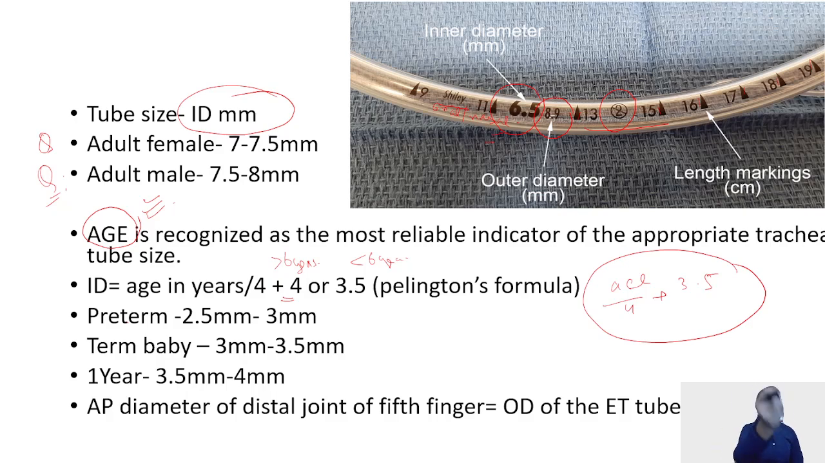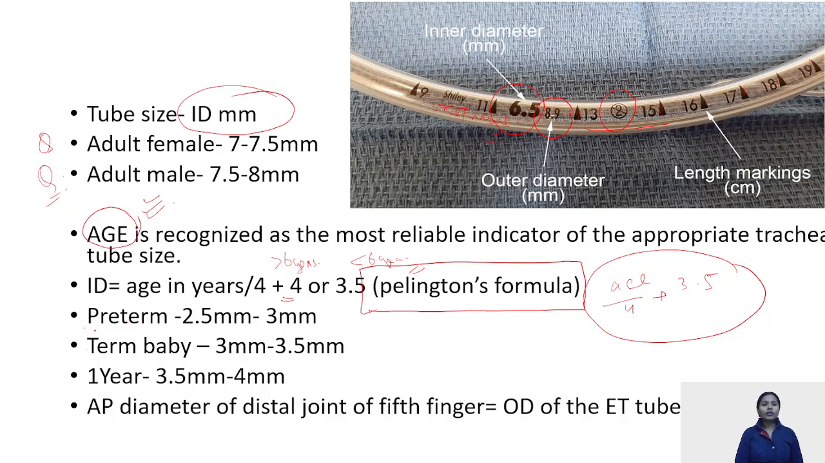After that, adult females will use 6.5 or 7, and adult males will have 7.5 to 8 mm tubes. In pediatric patients less than 6 years, we use age upon 4 plus 3.5; more than 6 years, age upon 4 plus 4 mm internal diameter. You have to remember this formula. This formula is also known by the name of Cole's formula.